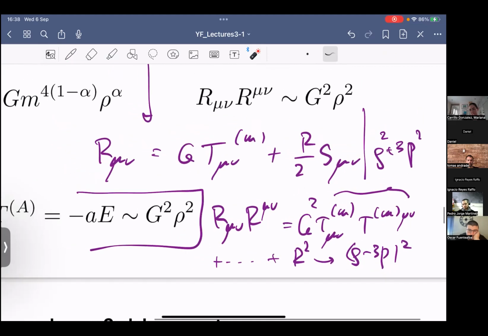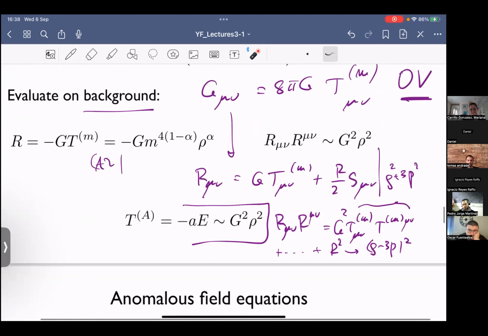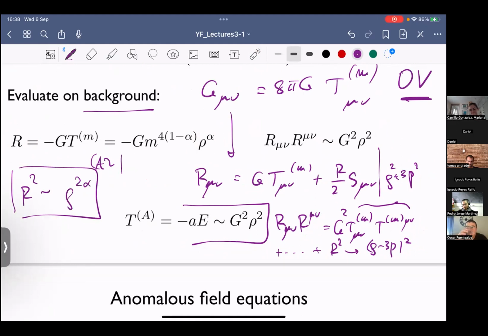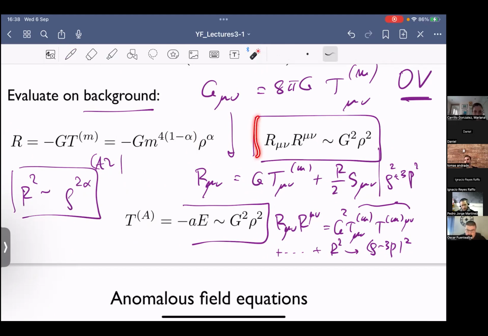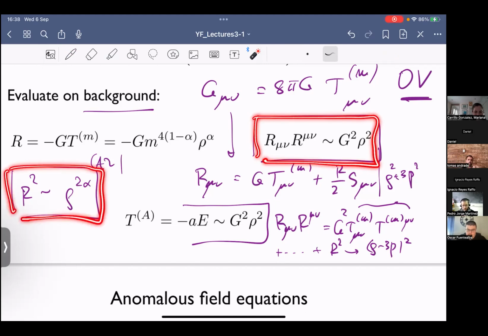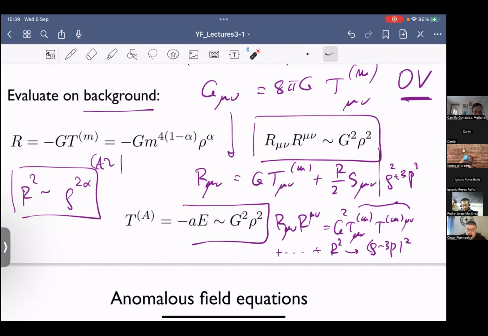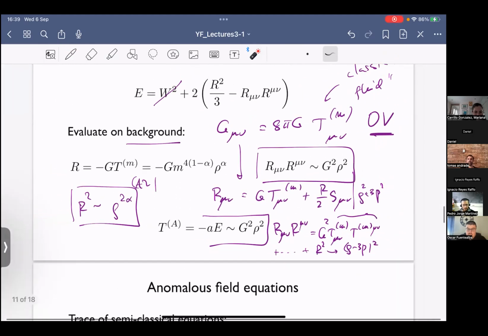So now if I go back here, with this small calculation we see that the Ricci scalar grows as rho to the alpha, meaning that the Ricci scalar squared scales as rho to the 2 alpha. But the Ricci tensor squared is not suppressed in any way because it contains other combinations of the stress tensor, meaning that it contributes as rho squared. So when rho becomes very large, the Ricci tensor squared is much bigger than the Ricci scalar squared. This is a very simple consequence of the fact that the trace is vanishing at leading order, whereas the other combinations don't.